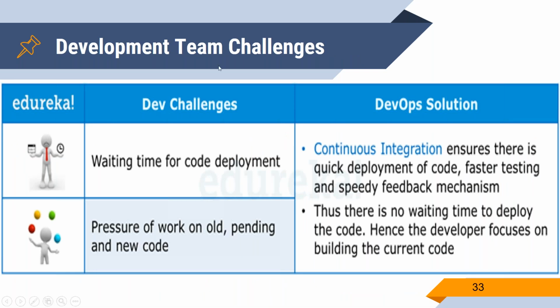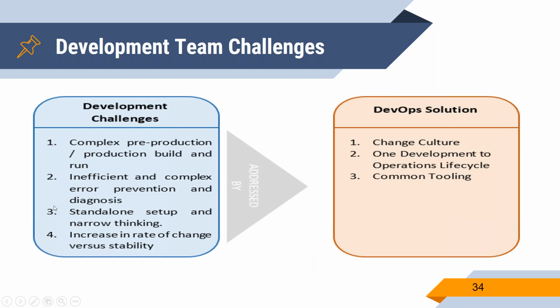And these are development team challenges: the waiting time for code deployments, and the pressure of work on the old, pending and new coding. This has been resolved by DevOps using continuous integration solutions, and they no need to wait. Once they commit the code, that is, once they save the code into the source code management system, it will automatically pull the code, and then it will do the integration. So that way we can do the things.